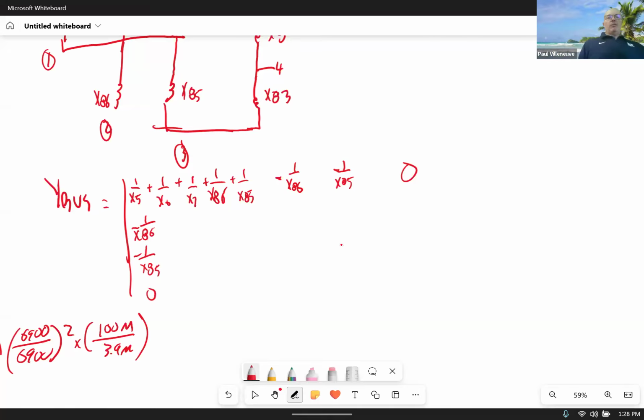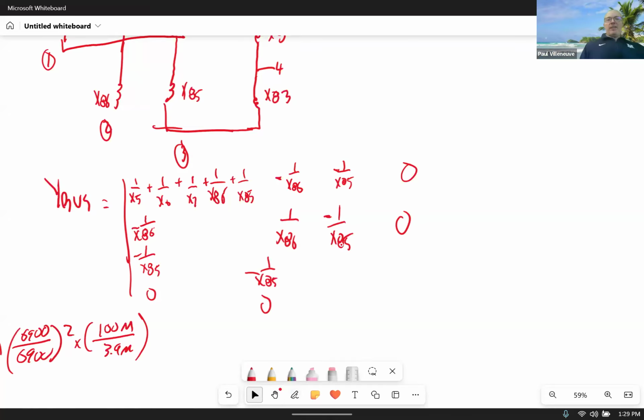Now for bus 2, I only have one element. Oops, let me move it over a little bit so it doesn't look like it belongs over here. Notice no negative sign. Now I'm going to go to the negative 2, 3. And there is no connection to bus 4. So rows become columns.